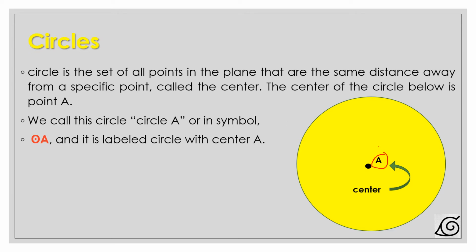a capital A. And in symbol, it is circle A. Ito po. So, nakikita ninyo yan, circle A, and it's labeled circle with center A. So, if it so happen na iba po ang nakalagay na capital letter dito, that could be the new name for the circle. So, proceed.